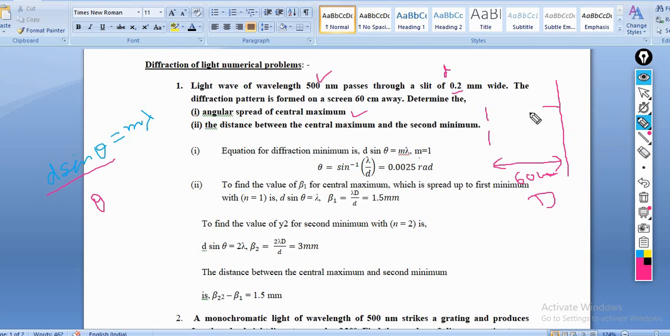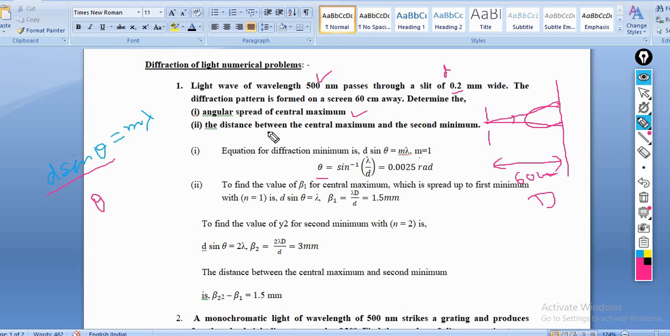So this is the central maxima somewhere here. So you need to think about this and this particular. From this point, the secondary maximas are. So we need to consider this particular angle. So this theta will be calculated for the central maxima, the angular spread of central maxima.